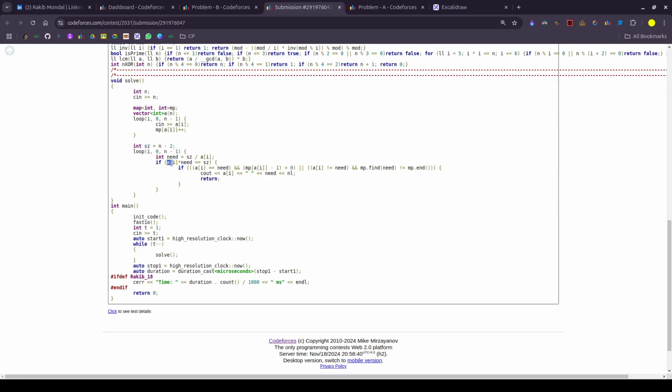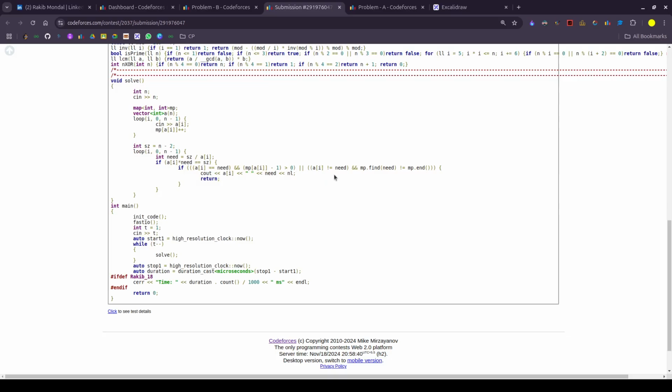It means if a of I and need are both divisors of sz, then we can get into this condition and check if a of I equals need, and then check if cnt of a of I minus 1 is greater than 0. If a of I and need are equal, then the number of that value will be 2. So a of I minus 1 will be greater than 0.